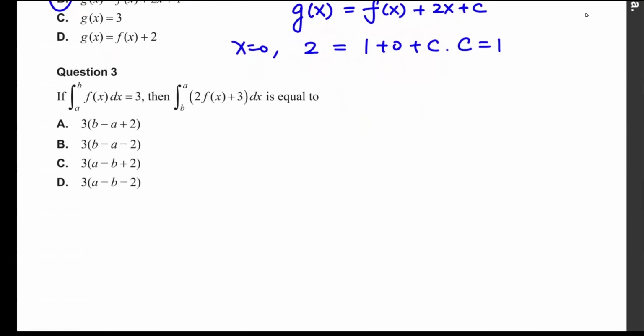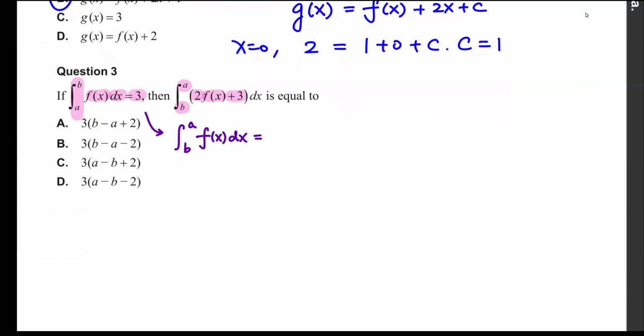Question 3. The integral from a to b of f of x dx is 3. We would like to calculate the integral from b to a of 2 lots of f of x plus 3 dx. Notice the reversed order. What I'm going to do is first reverse the order of a to b. So I have the integral from b to a of f of x dx equals negative 3.